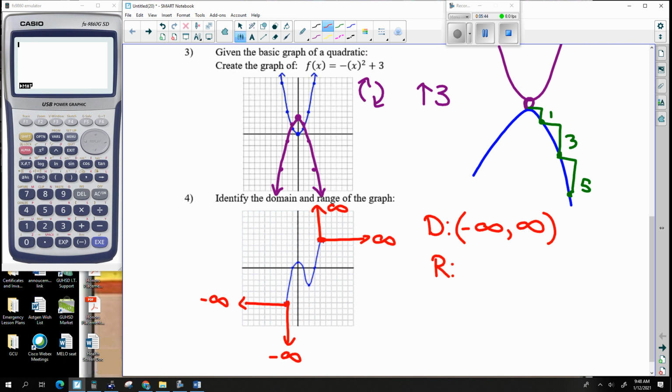And the range is the y. So domain is the x, range is the y. So bottom to top. Bottom is negative infinity, top is positive infinity. So domain is left to right. Range is bottom to top.